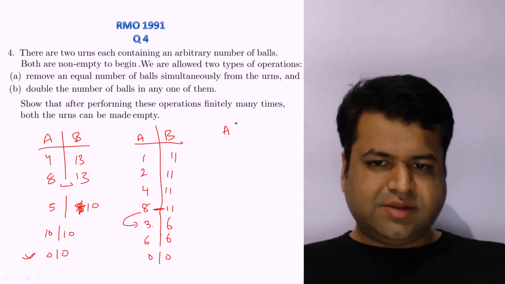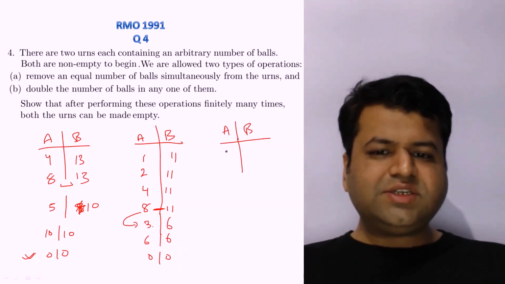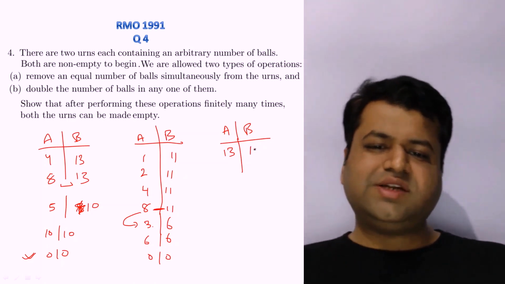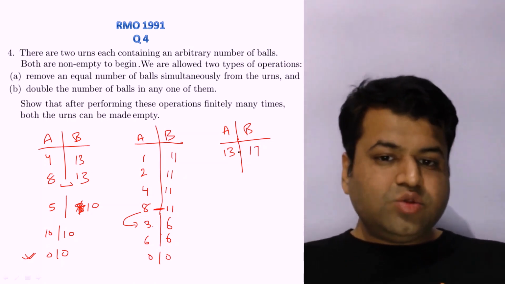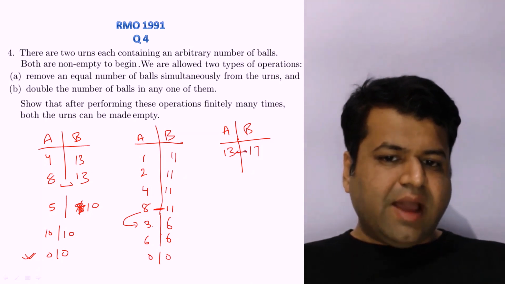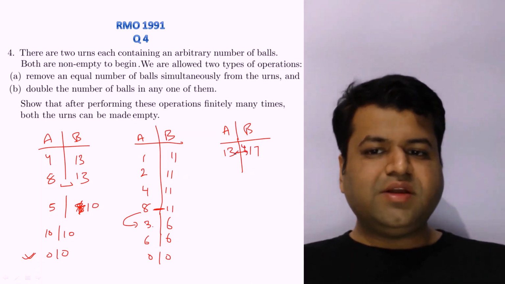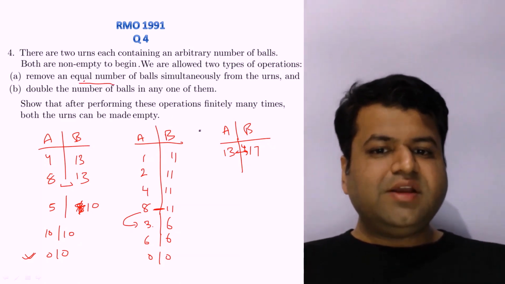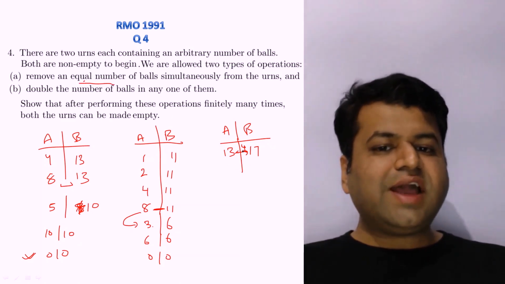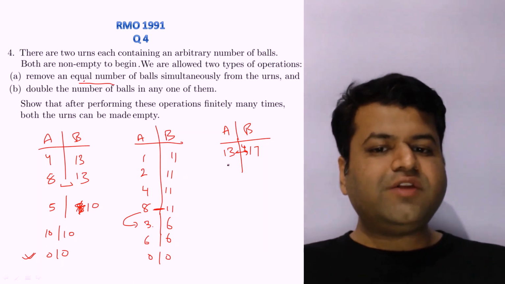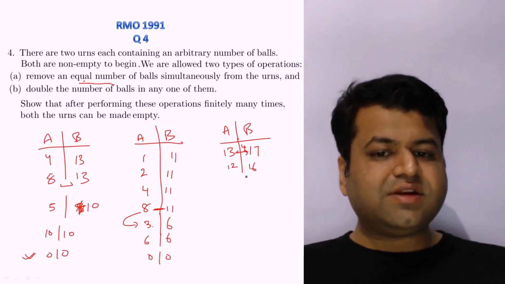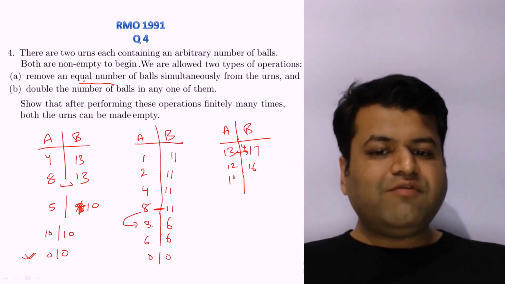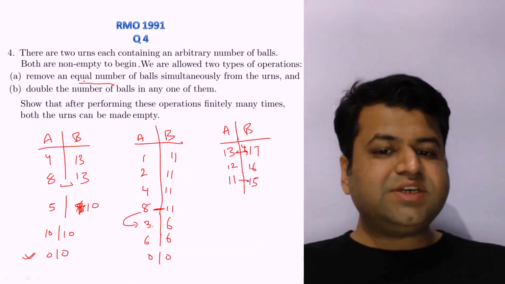Let's take some more numbers, A and B. Now let's assume one has 13 balls and one has, let's say, how many? 15 balls, or let's say 17 balls, right? So what is the gap? The gap here is 4. Now either we can double it or we can remove an equal number of balls. If we remove an equal number of balls, the gap will remain the same. Like if you remove 1 from each, what is the gap? 12, 16, right? The gap is again 4. If you remove 1 more ball, what will be the gap? The gap is unchanged, right?